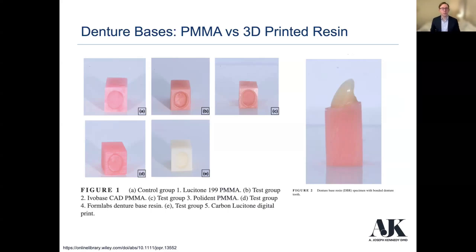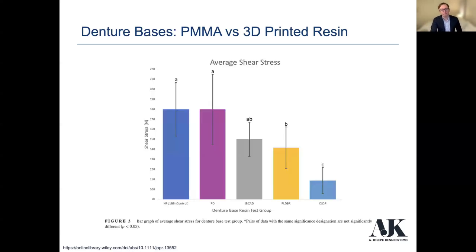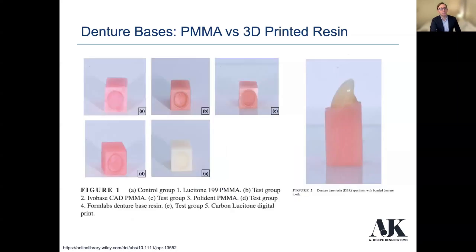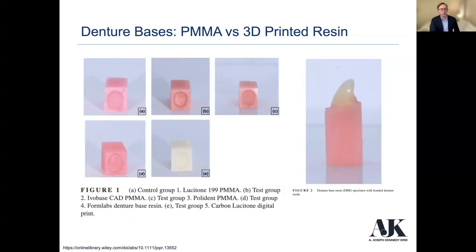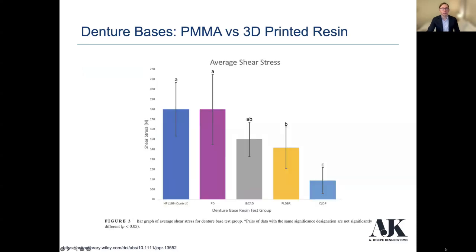They had a test group, which is a CAD, a milled PMMA, which is the IvoBase 2, number 2 right there. And then they had the test group, which is a Polydent, more conventional PMMA, Formlabs base resin, and then the carbon Lucitone digital print. So when we look at this here, the HPL 199 is kind of the control group there, that standard PMMA. The PD is the Polydent PMMA. And then you can see the IB CAD, which is the IvoBase CAD PMMA, lands right here.